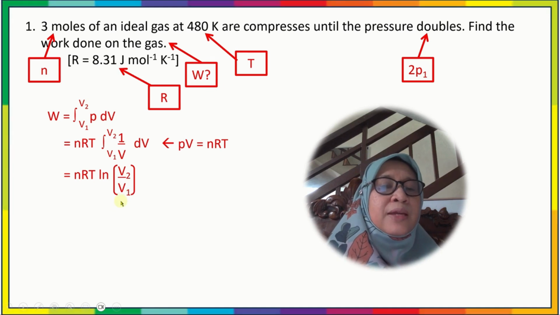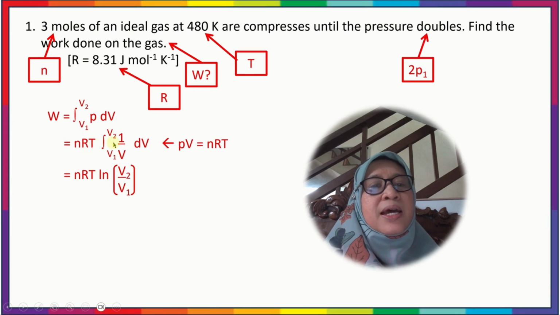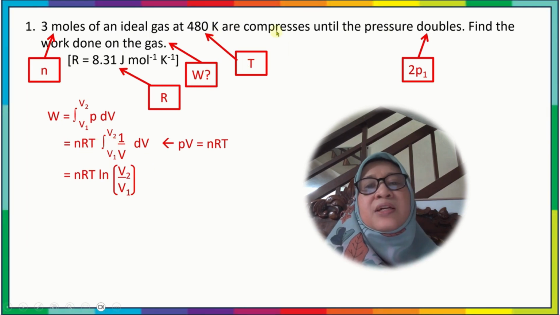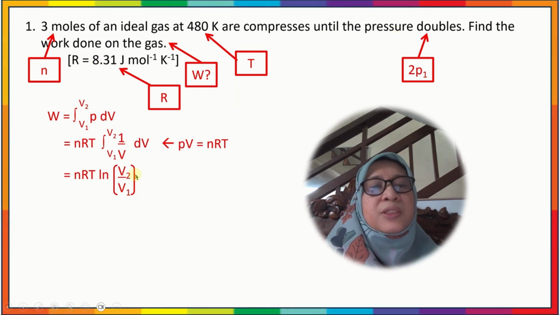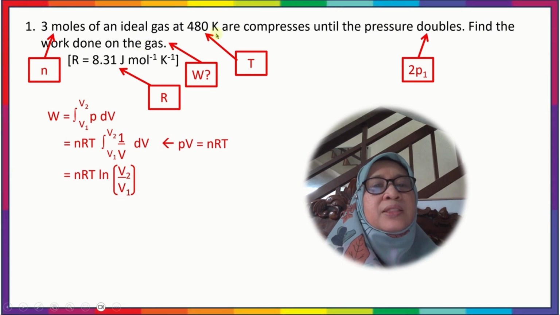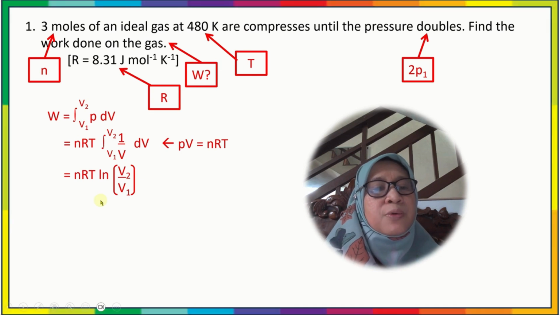You can refer to the derivation of the formula for work done at constant temperature, with pressure change and volume change. In this case the temperature is constant at 480 Kelvin, so we use this formula for work done.